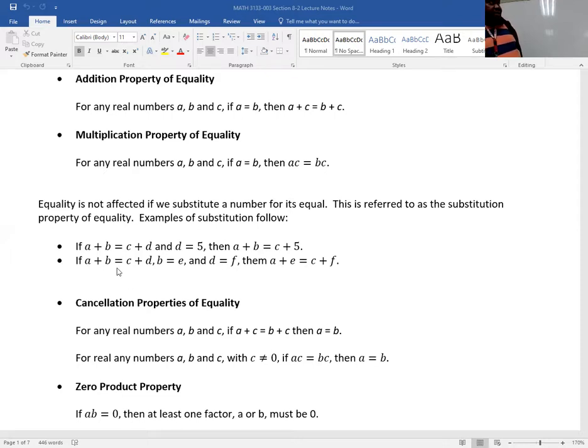Also, A plus B is equal to C plus D. Let's say B is equal to E and D is equal to F. Well, this B is going to be replaced with the E, and the D can be replaced with F to get this: A plus E is equal to C plus F. So I still have equality on both sides, even with substitution.